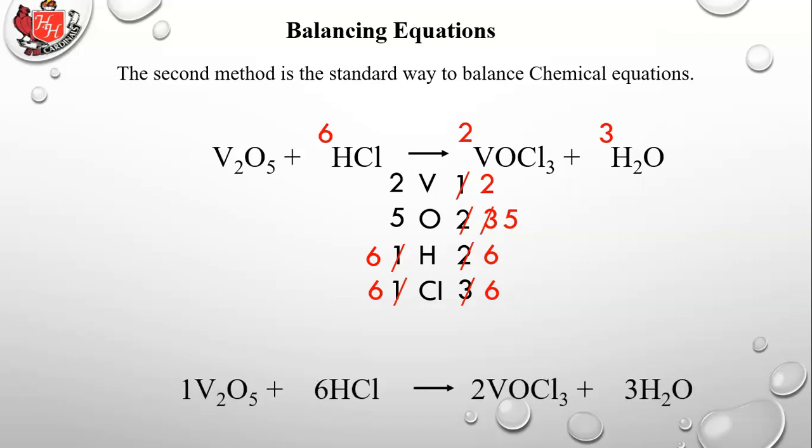Although it's not the convention in books to put a coefficient of 1 in front of a compound where it is 1, I recommend you do it. I want you to see the relationship. I want you to see that you're going to need 6 molecules of HCl for every 1 molecule of V2O5. I want you to see that numeric relationship. So I recommend that you do that.